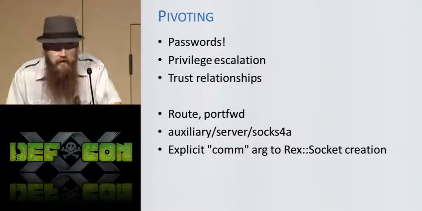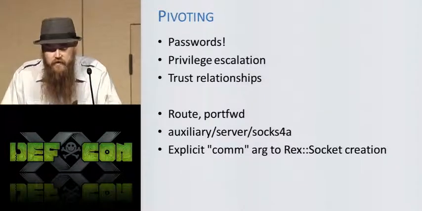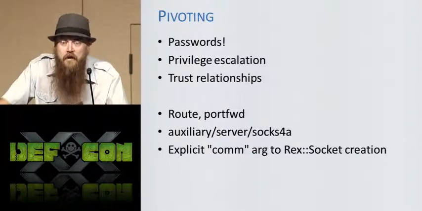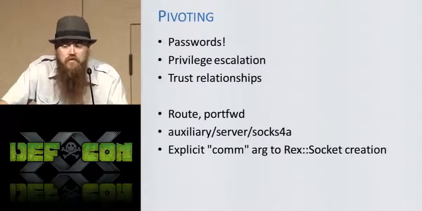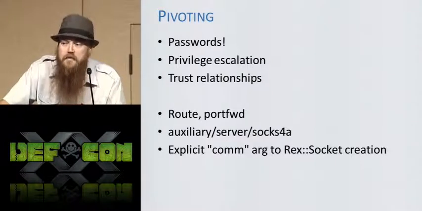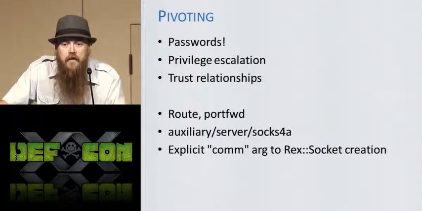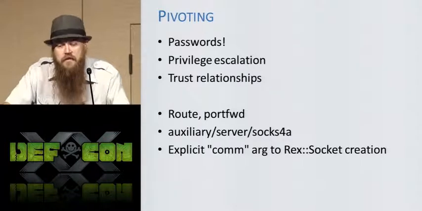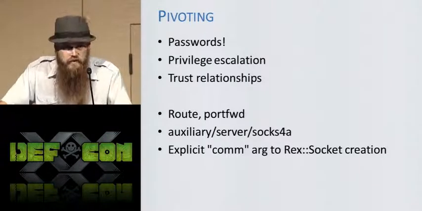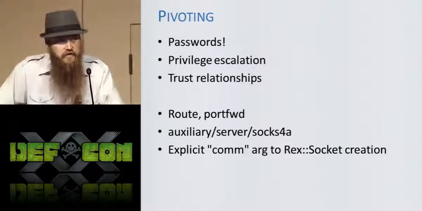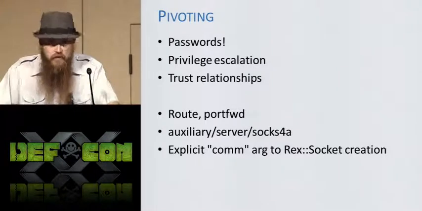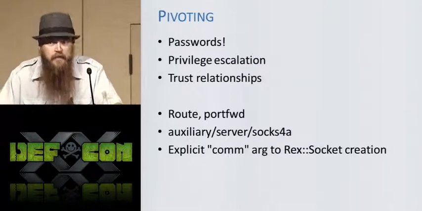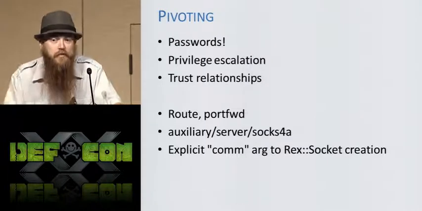The last bullet here is the COMM argument to the Rex socket library. Rex sockets are Metasploit's implementation that allows you to use the route and the port forward and all of those things. It's the underlying library that allows all that stuff to happen. It also gives you SSL for free. It gives you proxies and a few other options. But the way that's all implemented is with a Comm object. And Meterpreter sessions are all Comm objects. So you can just pass a Meterpreter session into a socket creation, and from that point, that socket will be connected through the compromised machine.